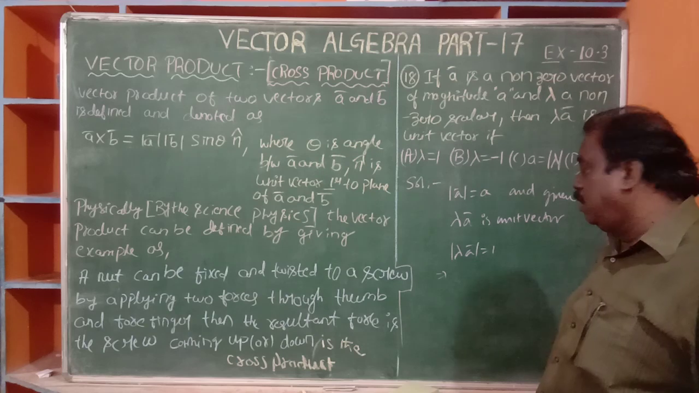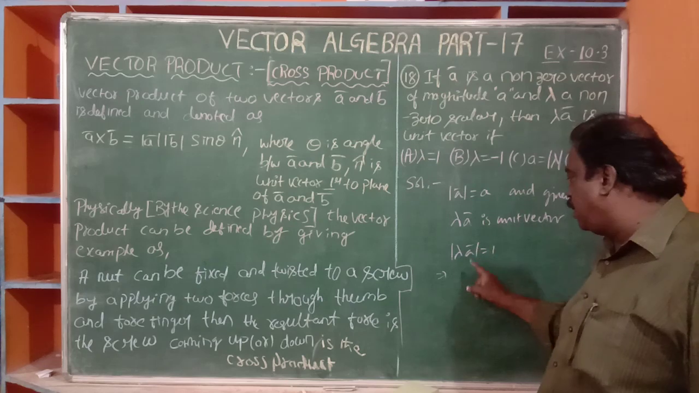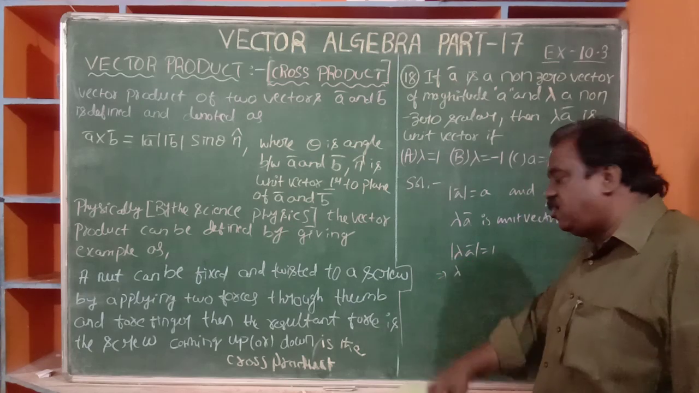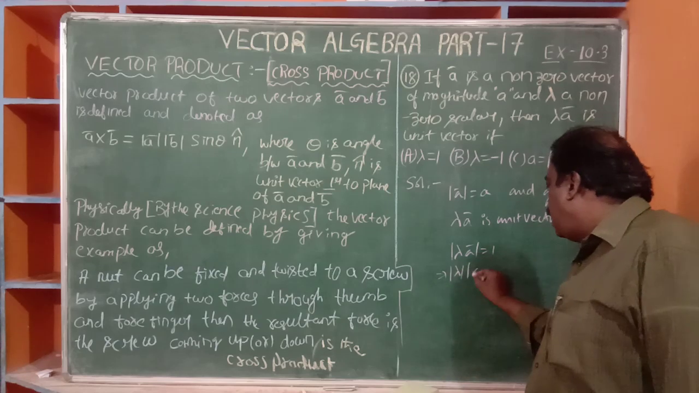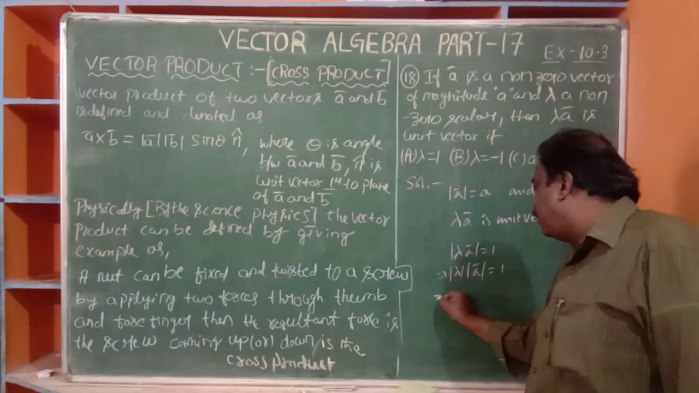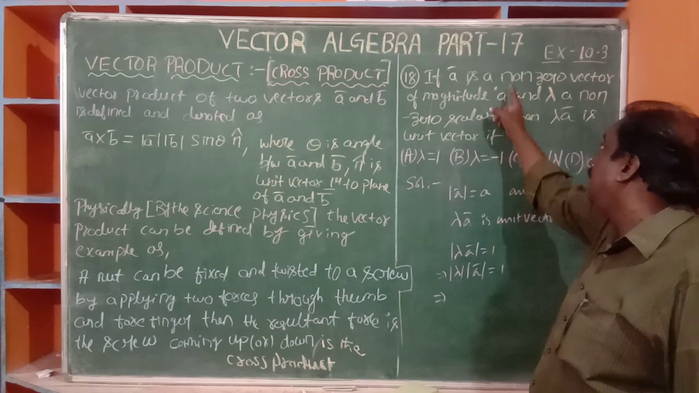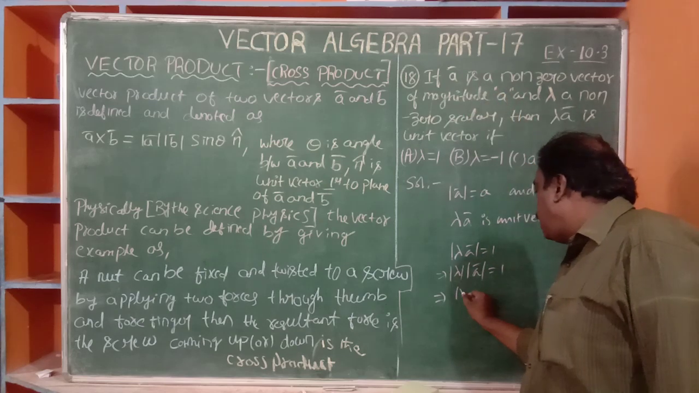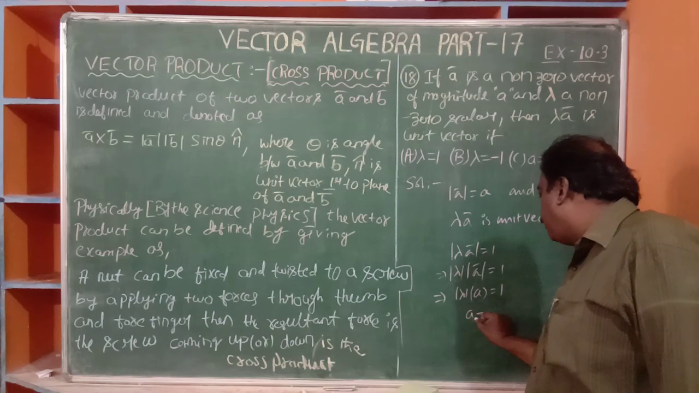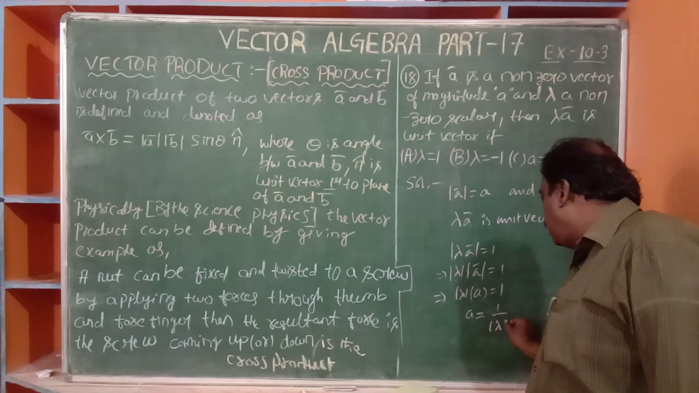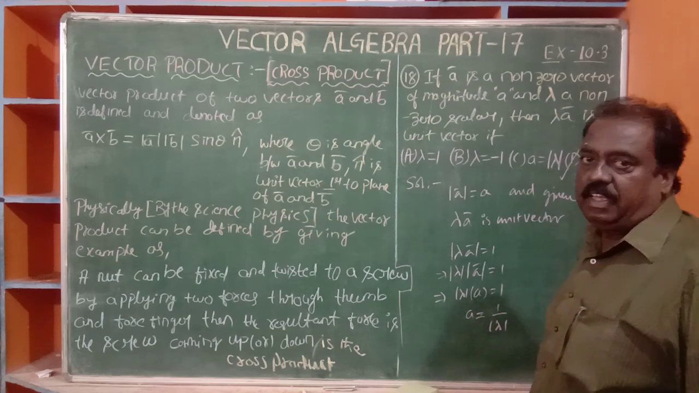Modulus notation is meant only for a vector. Here lambda is a scalar, so we take its modulus, and it is mod lambda A bar is equal to 1. We are given modulus of A bar is small a, the length is a. So modulus of lambda into a is equal to 1. So a is equal to 1 by modulus of lambda. So this is the D option.